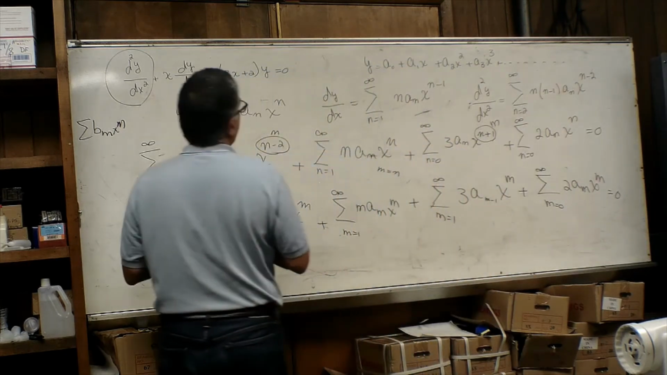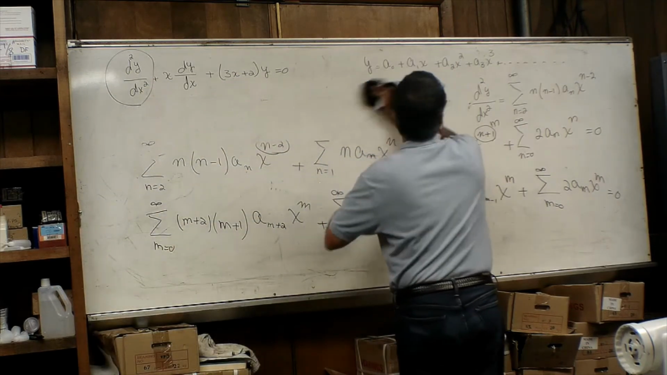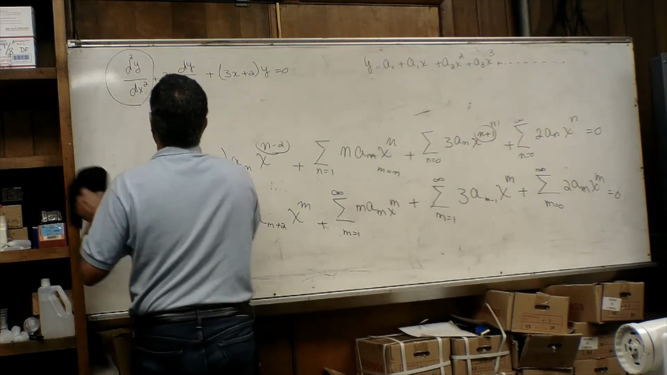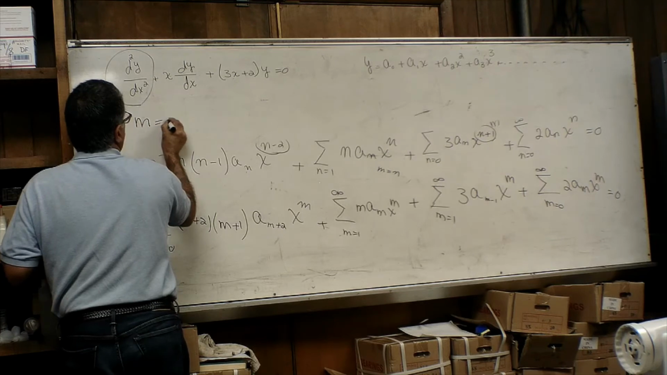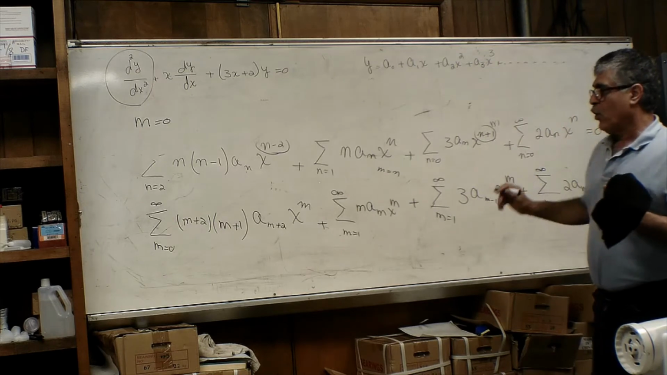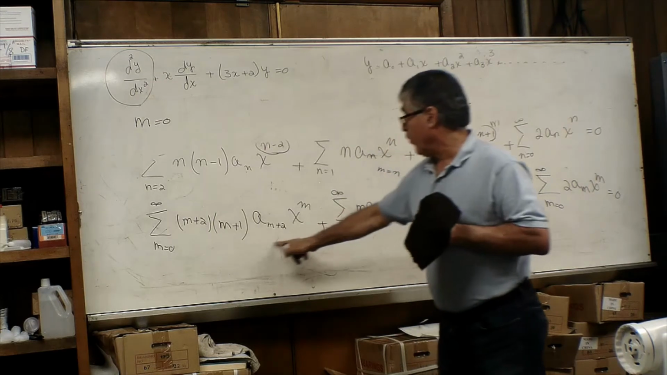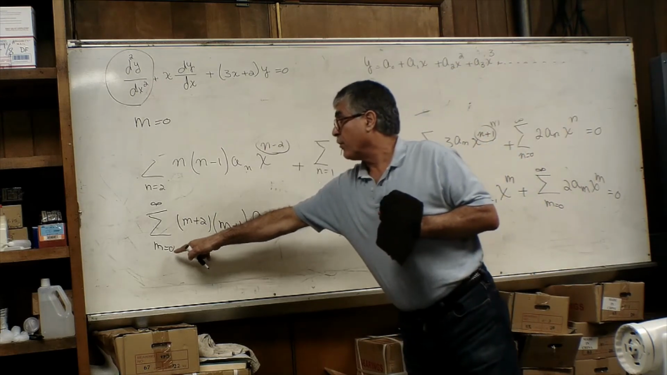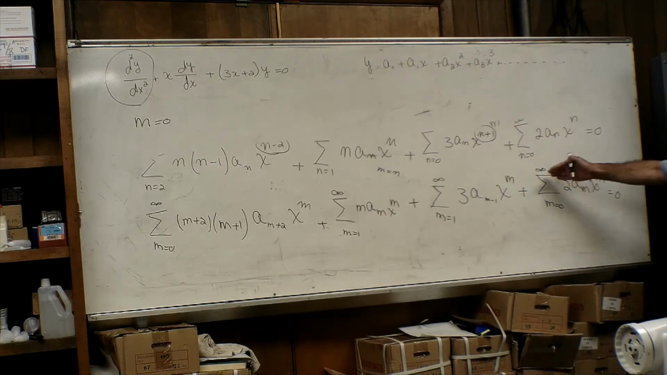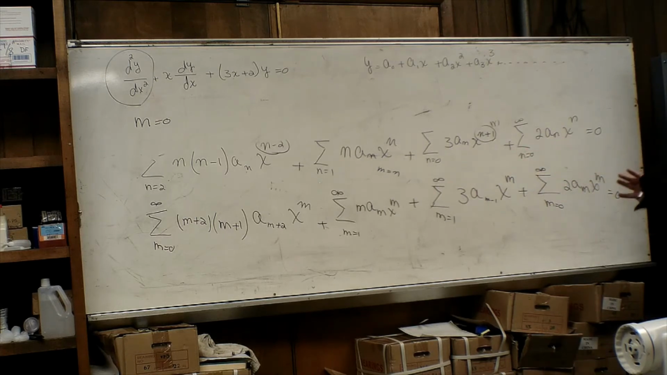So let's go ahead and start with m equals 0. If m is equal to 0, we can see in this equation only two summations where m can be 0. One is this summation that goes from 0 to infinity, and the other one is the last summation from 0 to infinity. So only on those two summations, m can be 0.